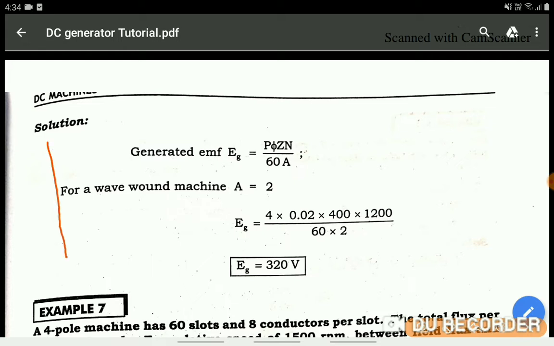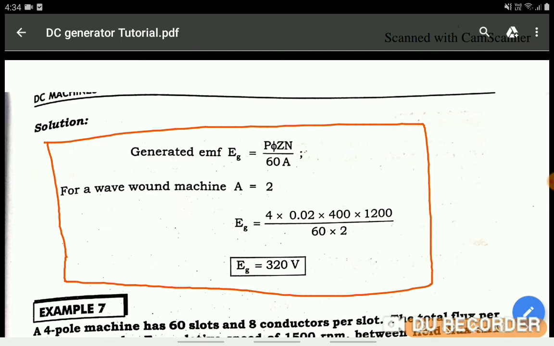So listen carefully and make a substitution of the information data given in the problem and solve the same using a calculator. From this calculator operation we got EG equal to 320 volt. Students, don't forget to write a unit for all the things.